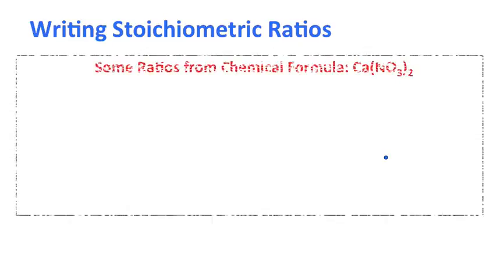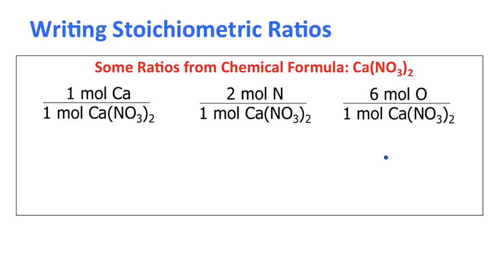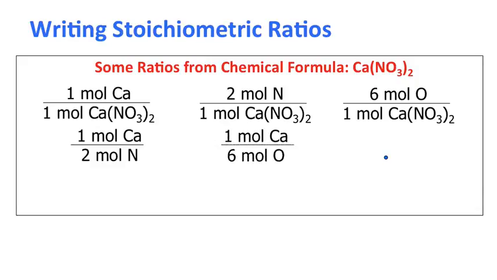There's also several stoichiometric ratios contained within the chemical formula. This is review. For example, for calcium nitrate, there's a ratio between the moles of calcium atoms and the moles of calcium nitrate molecules. Similarly, there's ratios for the moles of nitrogen atoms to moles of molecules and the moles of oxygen atoms to moles of molecules. We can write all of these ratios upside down, or we can also write ratios comparing atoms to atoms, as I showed before. We know the ratio of calcium to nitrogen, calcium to oxygen, and nitrogen to oxygen.